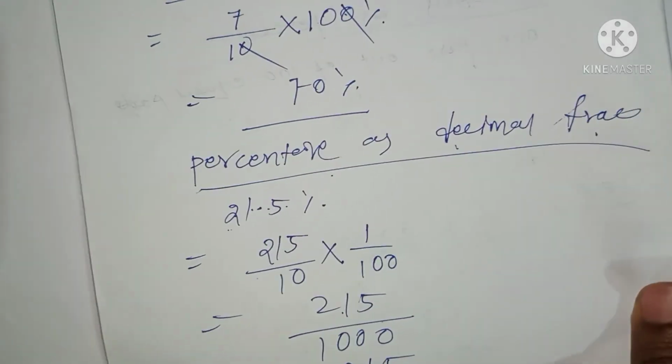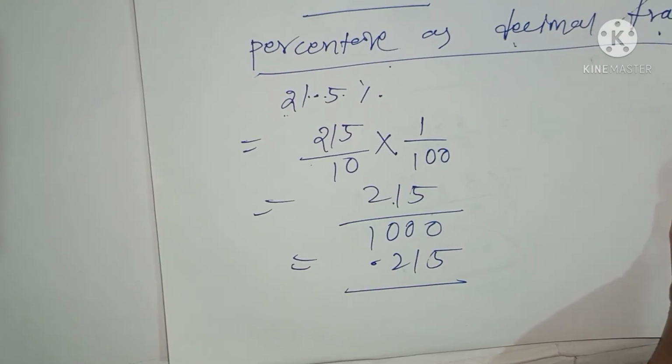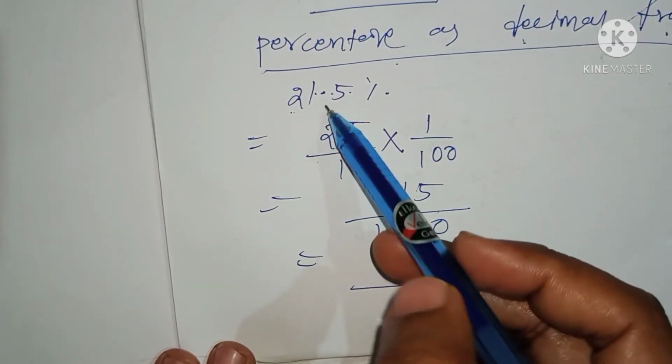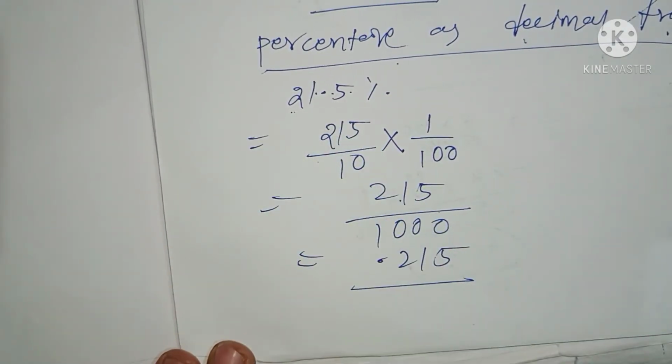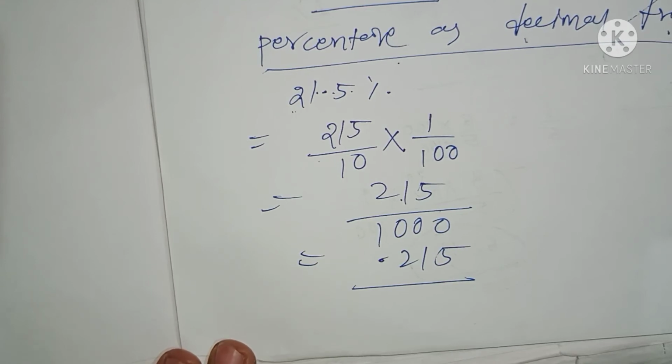So whenever this type of question comes, you simply move the decimal 2 places to the left. How many digits? You just move 2 digits left, then you will get the required decimal fraction. Is it clear?